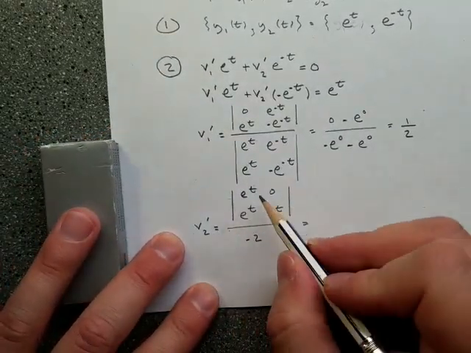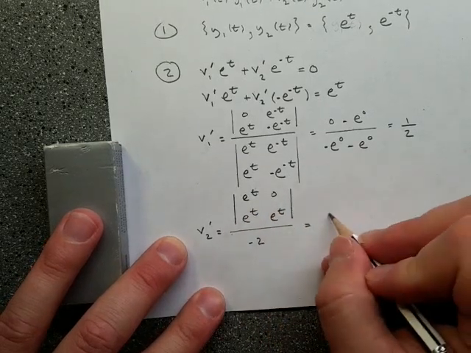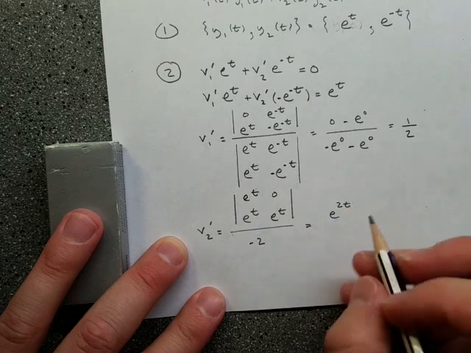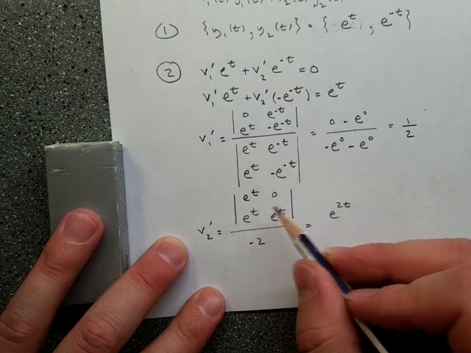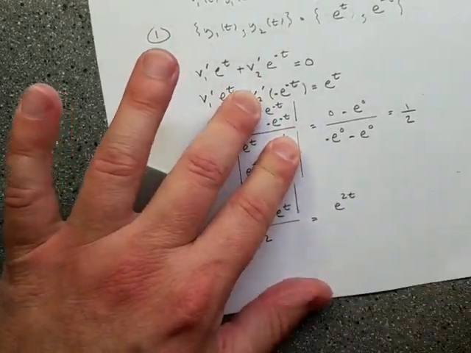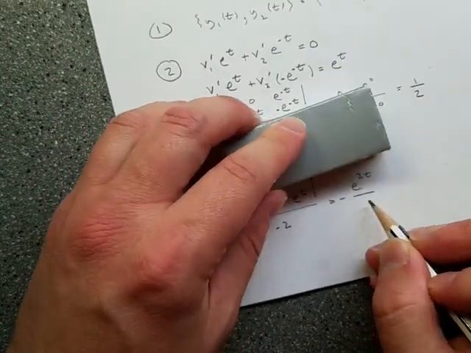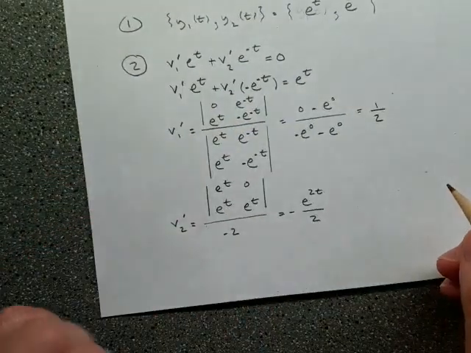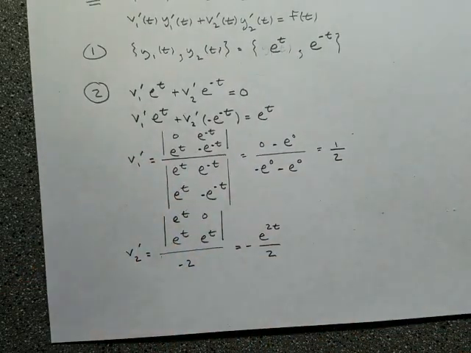So I do the math from here, and that's going to give me v2 prime. Multiply diagonally like so, that's going to be e to the 2t. And then minus whatever this times 0 is, which is just 0 anyway. And then over negative 2. So let's call it negative, and put a 2 like so. All right, now these are v1 prime, v2 prime.